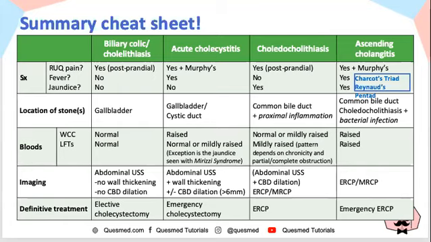So in patients with ascending cholangitis, you may see Charcot's triad. So that's abdominal pain, fever, and jaundice. Reynolds' pentad is simply Charcot's triad, but with the signs of shock. So low blood pressure and confusion. Patients with ascending cholangitis need to go for an emergency ERCP because they can become very sick very quickly, and they need those stones removed.